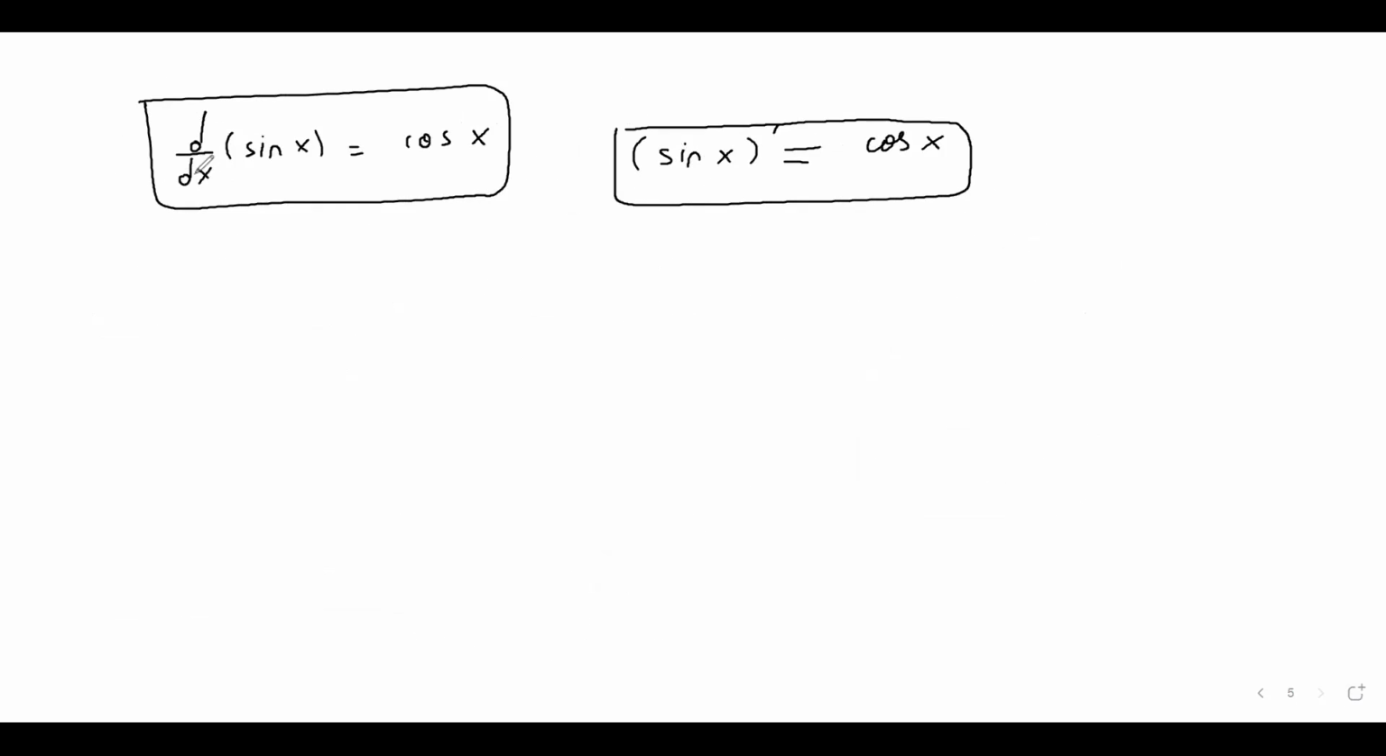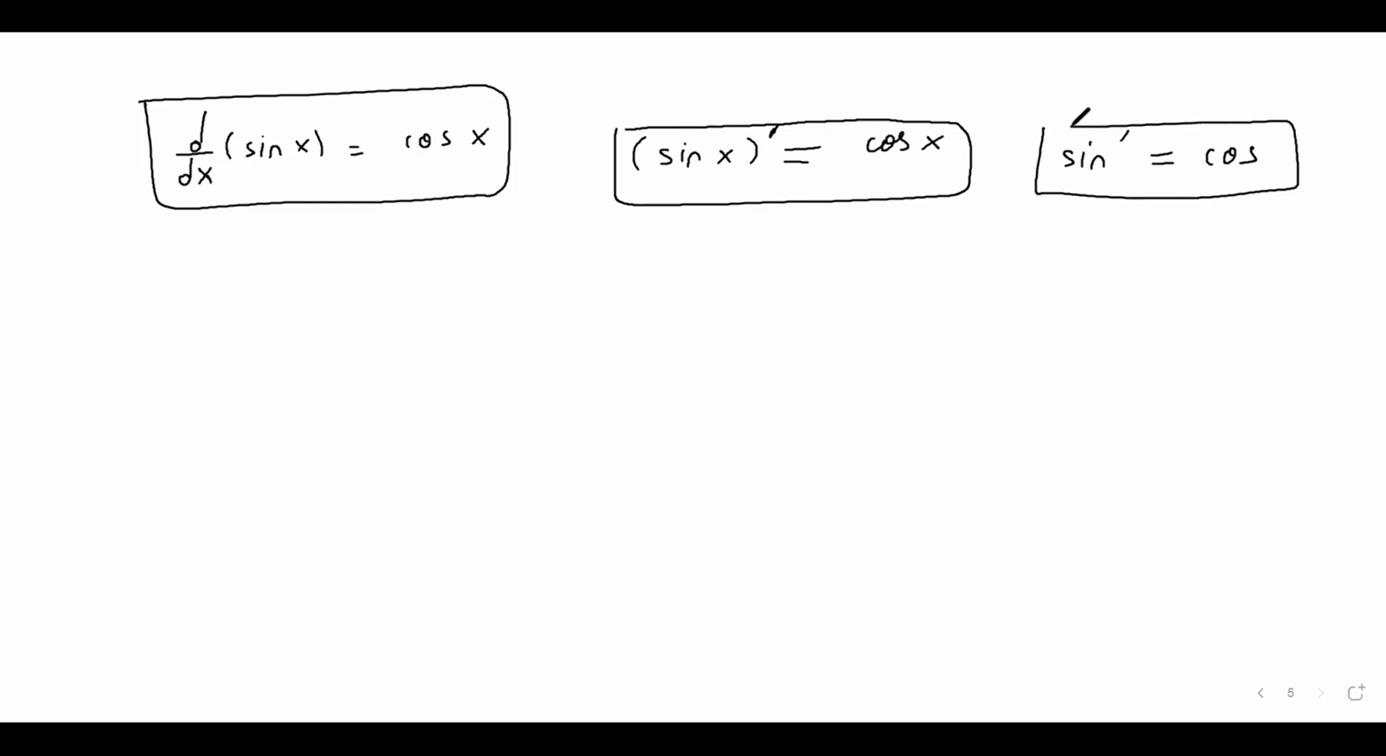I told you that there is a logic to writing this symbol d over dx. It's kind of old-fashioned if you ask me, but there is a logic to using that, especially for differential equations. But I like to write derivatives with a prime symbol just like this because it's more compact, and to me it's easier to see. Sine prime is cosine. Some people simply say sine prime is equal to cosine.